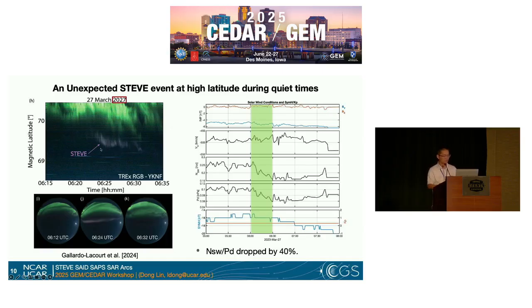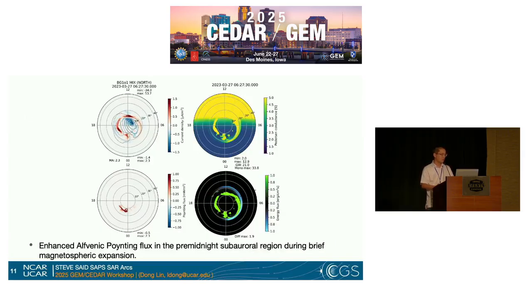So this event was special because it occurred during relatively very quiet conditions, and when I was looking at the driving conditions here, the only thing that came to my mind was that there seemed to be a sudden drop in the solar wind dynamic pressure by about 40%, even though the overall background was very quiet. So I was thinking maybe during that time the magnetosphere underwent some expansion, generating some interesting signatures.